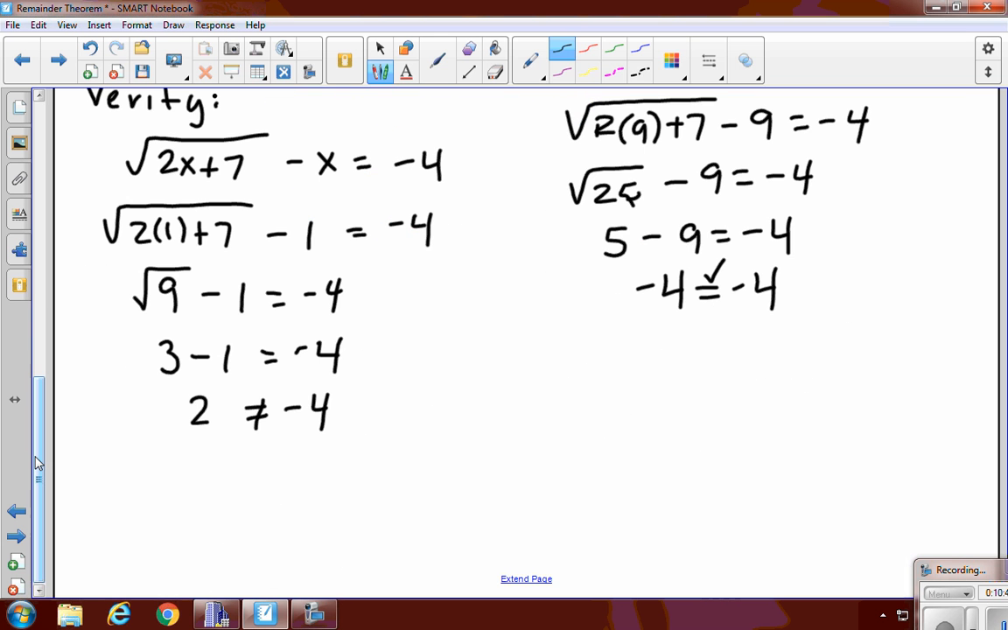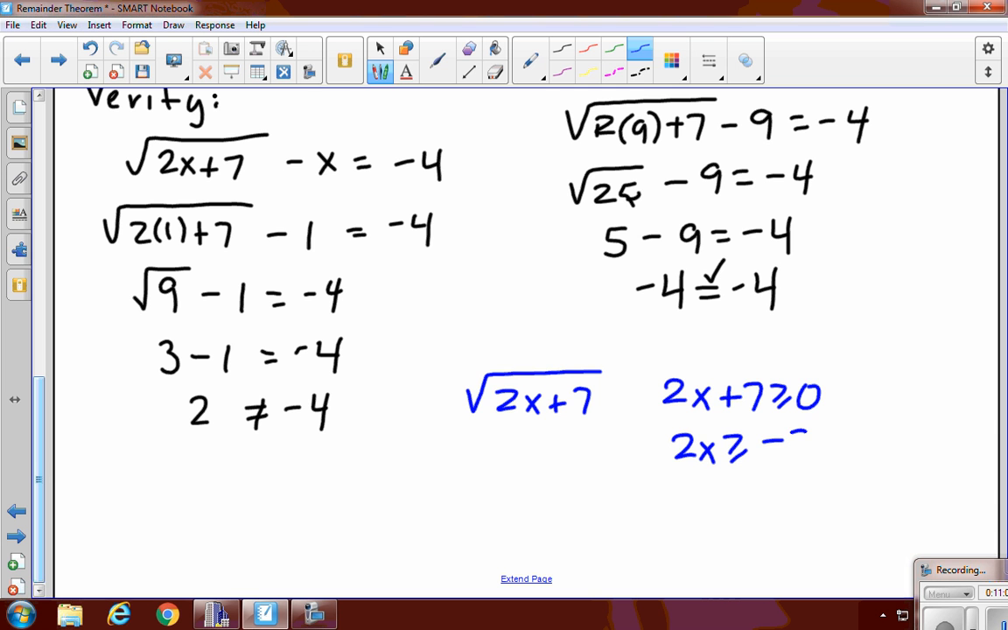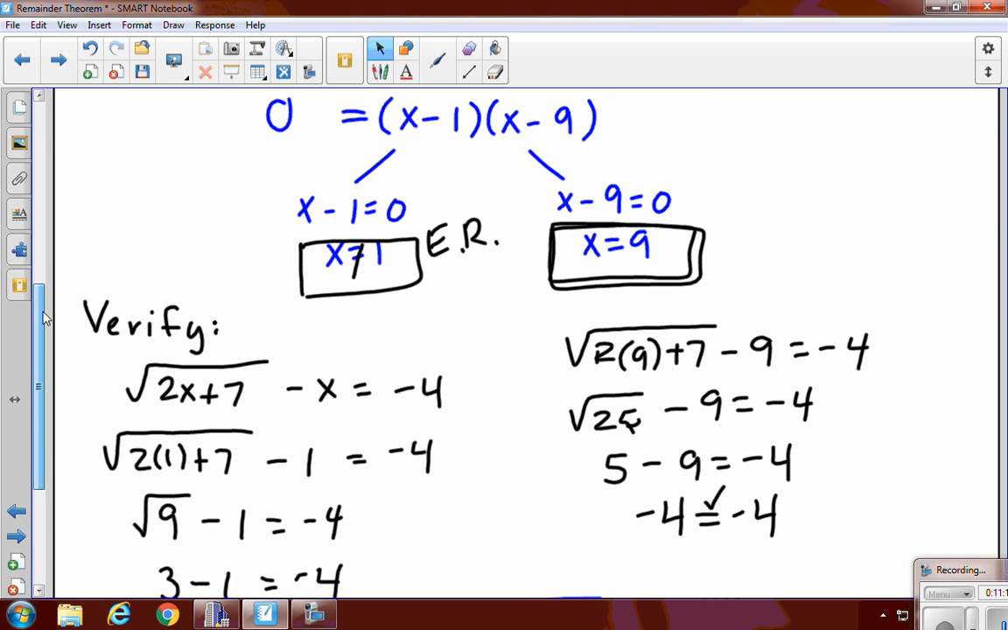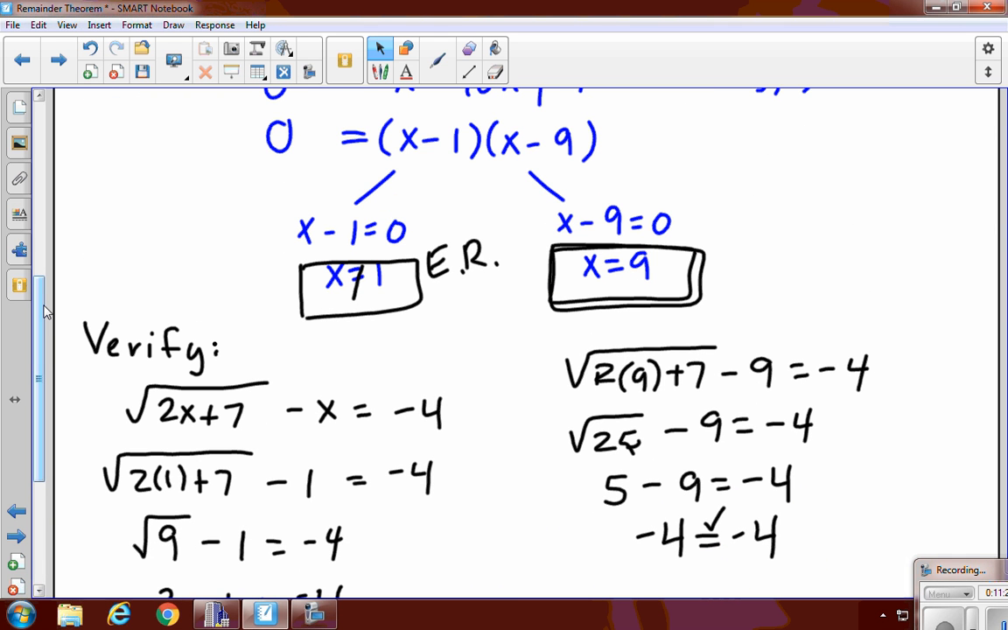We have to go one more step and talk about the restrictions on the radical. It only comes from the 2x plus 7. That's the only place anything should have some restrictions. So we want to say that the radicand, since it's a square root, has to be greater than or equal to 0. So we start solving this inequality. That gets me negative 7. Divide by 2. x has to be greater than or equal to negative 7 halves. So what we found out is my restriction is x greater than or equal to negative 7 halves. My solution is only x equals 9, and x equals 1 was an extraneous root.